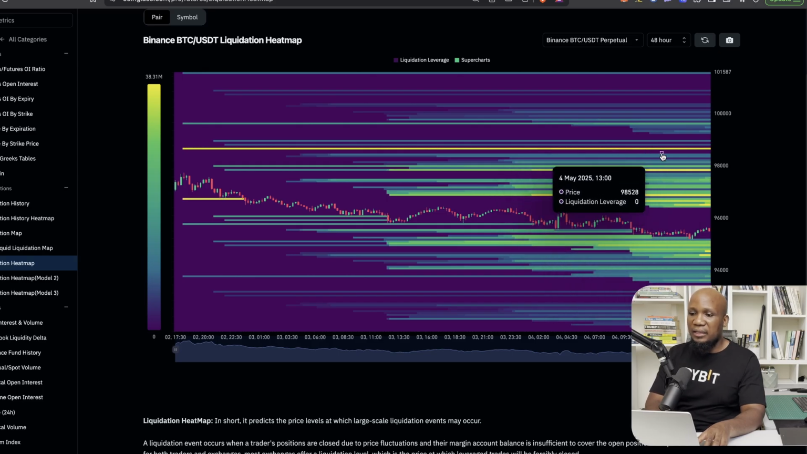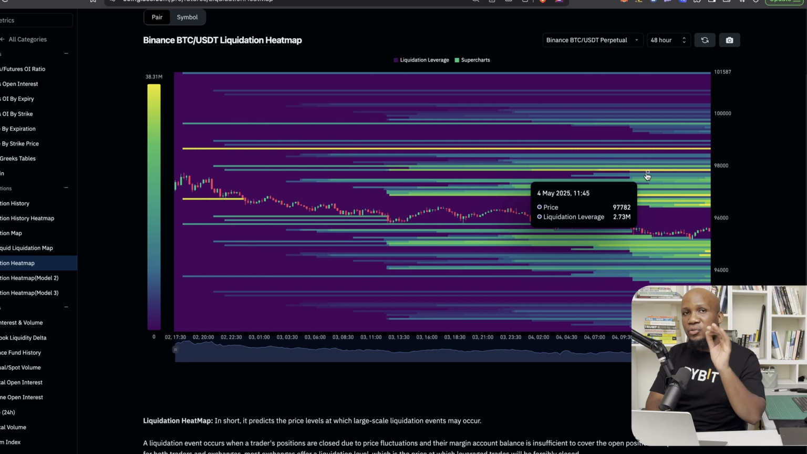Then eventually when we see these orange lines, the more orange these lines are, the more likely the market will come to those key areas. The market makers will go and liquidate everyone within those key areas or key levels on the chart, and then eventually the market moves in the opposite direction.